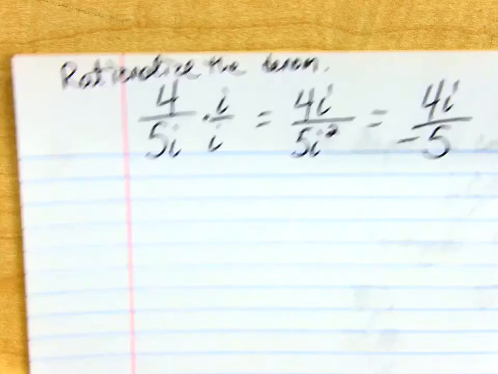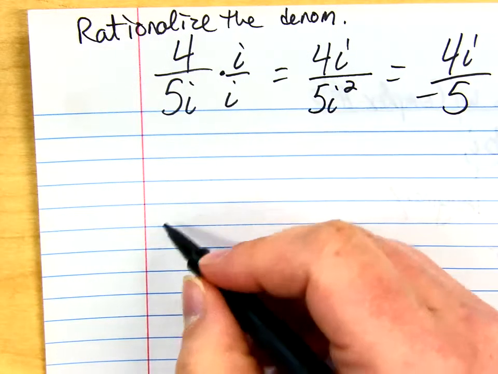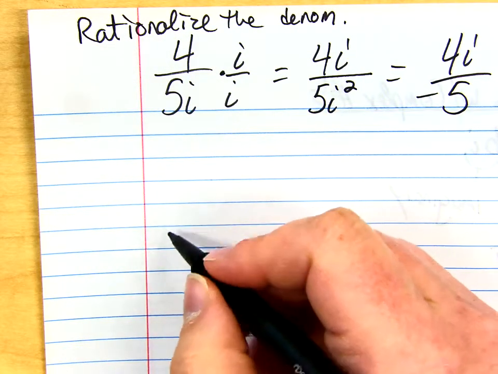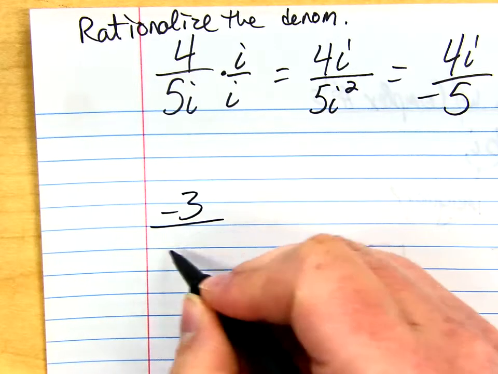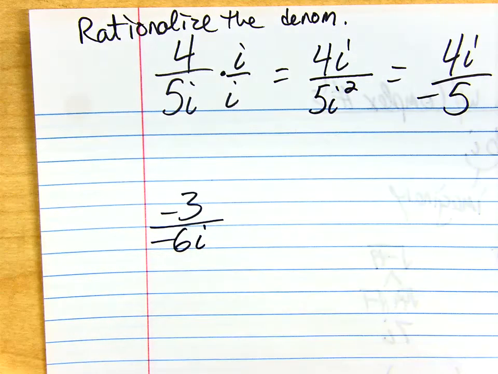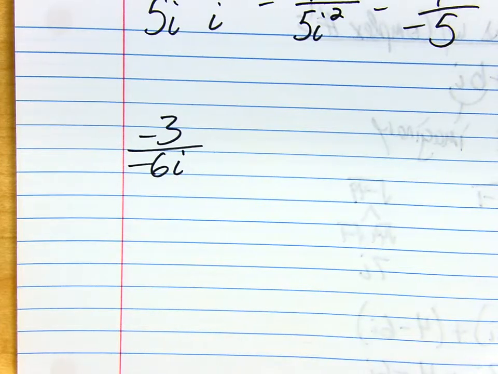Okay, so try this one for me real quick. What if you had, I don't know, negative 3 over 6i? Simplify that one.